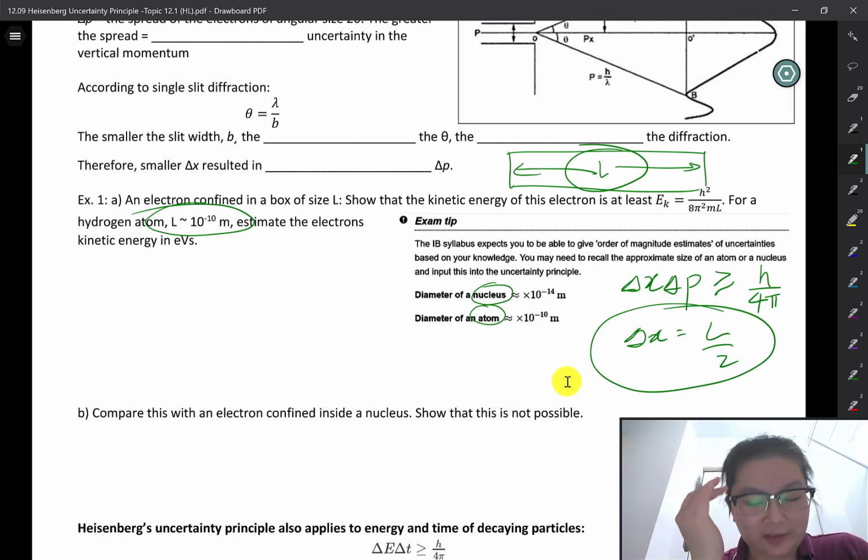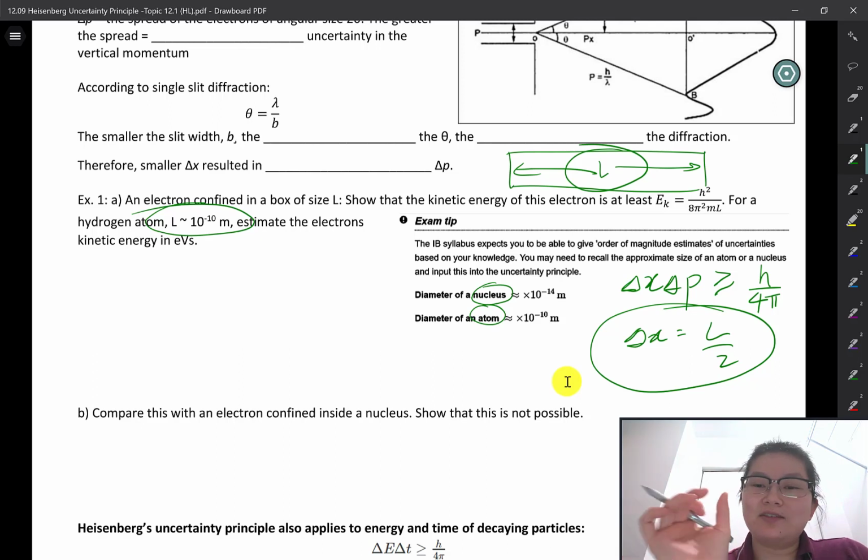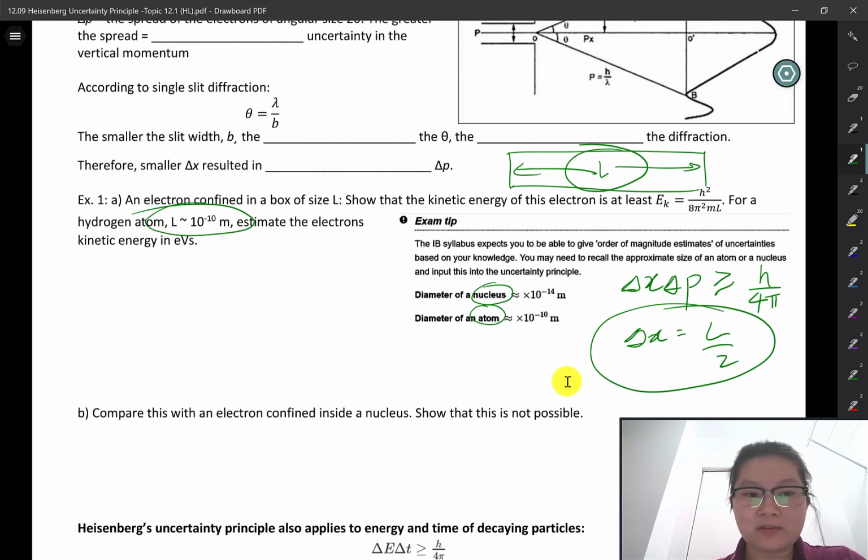But when you do calculations on the IB exam, I've looked at some questions, and it does not seem to matter whether you take half the size of L or the full size of L as your uncertainty, since it's not going to matter so much in terms of the magnitude, which is what we care about in this type of question.